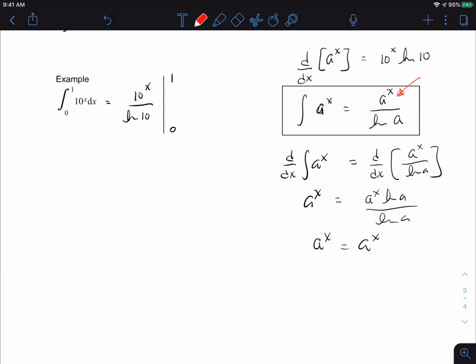All right, cool, cool, cool. That's why that box is just a rule for you guys to have. And then I gave you a little simple proof to show that it is true, but that's it.